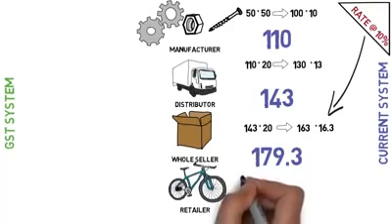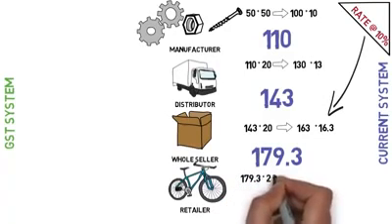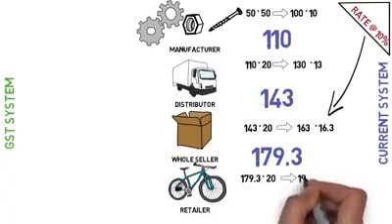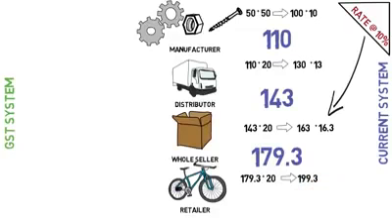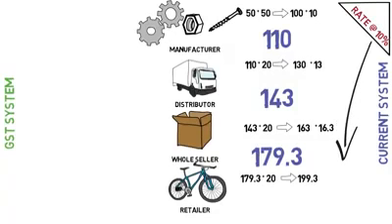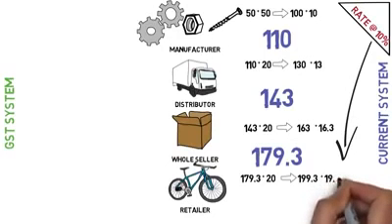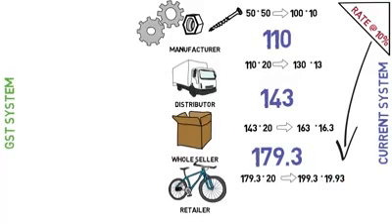Then the retailer adds 20 rupees profit and the price will become 199.3. The consumer buys this product from the retailer by paying 10% tax on 199.3, that is 19.93 rupees. So the final consumer price is 219.23. This is how the current taxation system works in India.